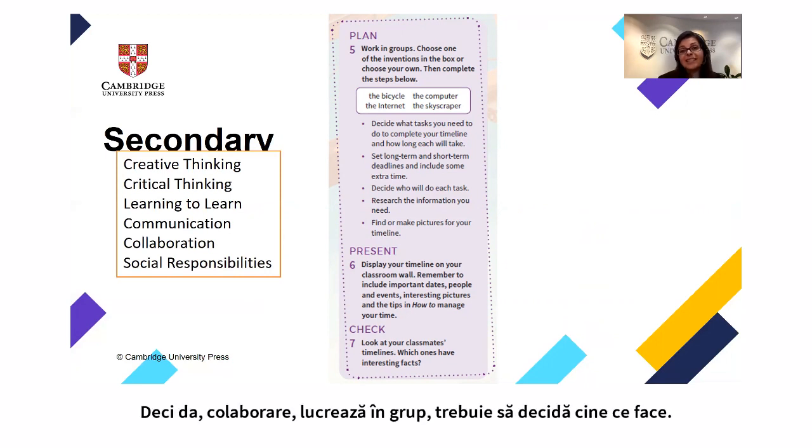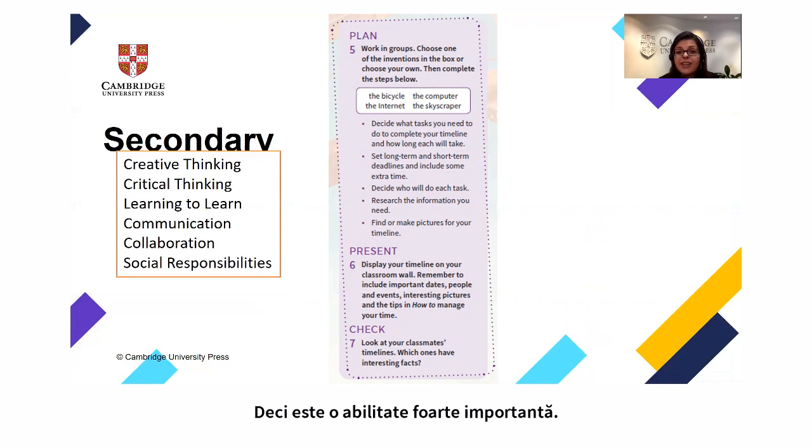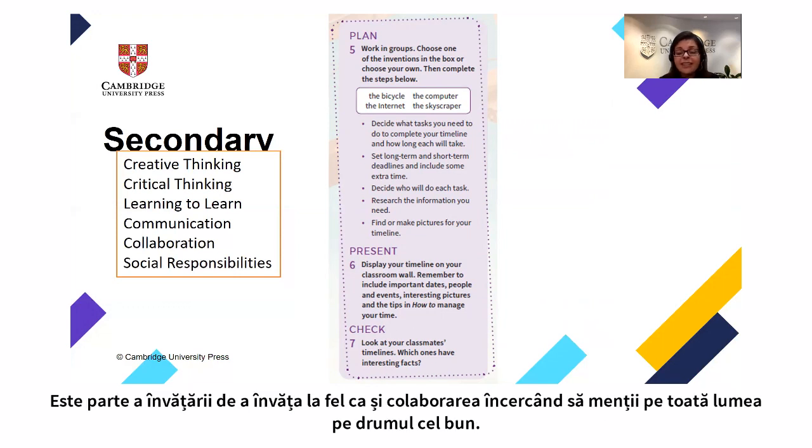All right, so yes, collaboration. They are working in groups and they have to decide who's going to do what. So that's a really important collaborative skill. They're setting long-term and short-term goals. That's part of learning to learn, as well as collaboration as well, trying to keep everyone on track.